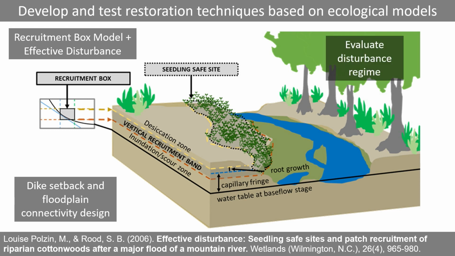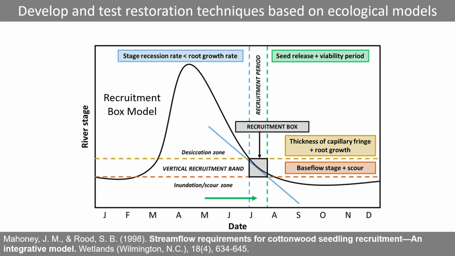And then you can combine that with the idea of effective disturbance, where that area needs to be scoured free of competing vegetation to predict small sites, even within your restored area, where you can expect to see seedlings. So this is the recruitment box model in a bit more detail. It combines information on seed release and viability period with the fact that the root growth rate has to keep pace with stage recession. And so that gives you a period of time when you can expect recruitment to occur.